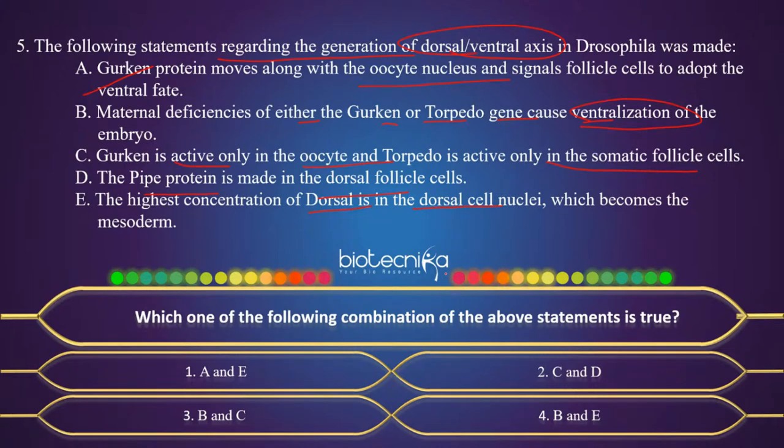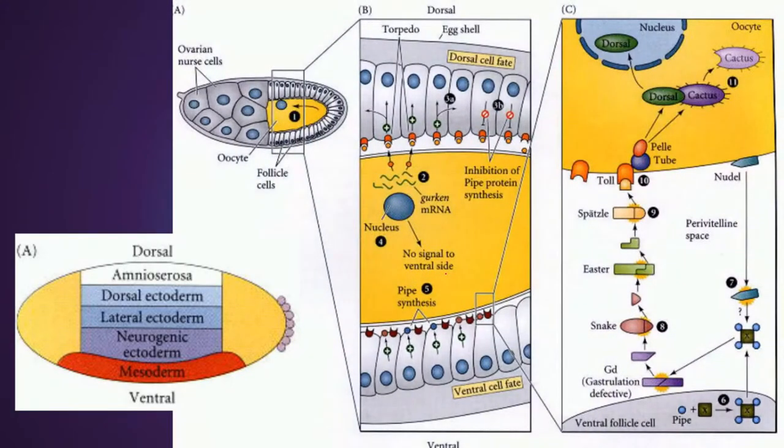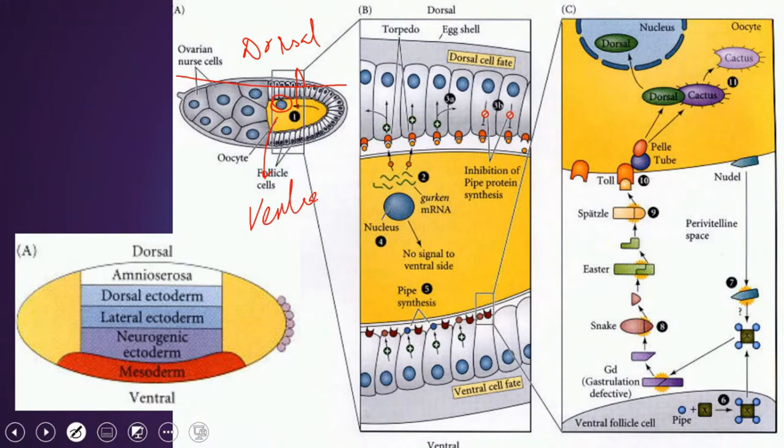So see, when it comes to this axis formation, this is the pathway that they follow. What pathway? First of all, this is your oocyte nucleus. Means this is the oocyte cell. This blue color thing is the nucleus. The top part where the nucleus is, that side is going to form the future dorsal side. The part which is away from the nucleus, that side is going to form the future ventral side.